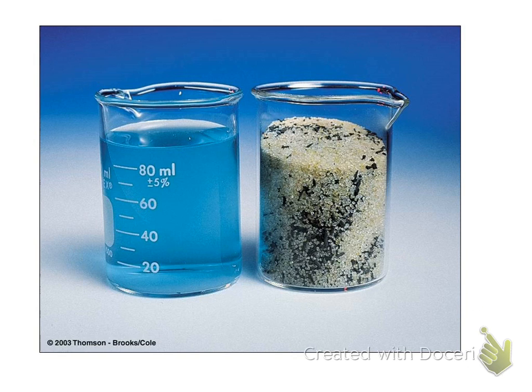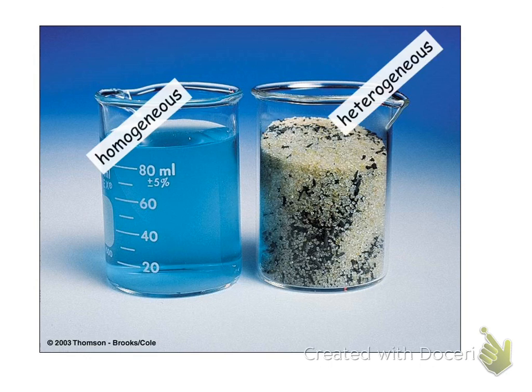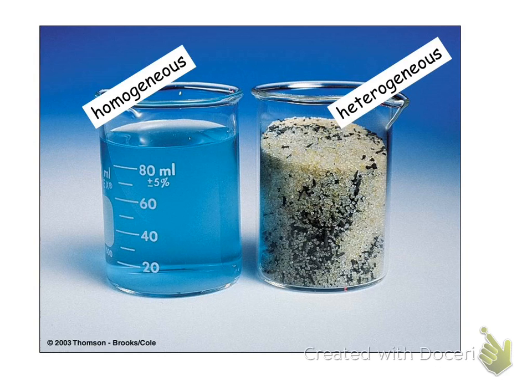So from left to right, can you see where this blue liquid is a homogeneous mixture, and the other one's chunky. It's a heterogeneous mixture. One of the things about mixtures is you can always separate them back out into the things that you physically combined together.